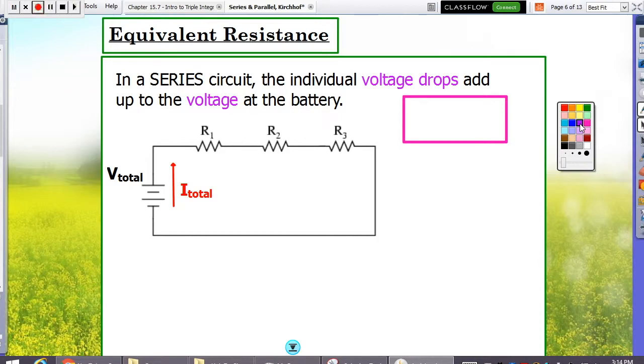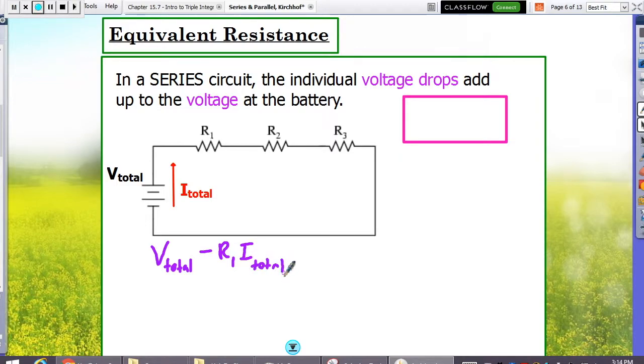Well, my loop law tells me that I'm going to have V total minus R1 I total minus R2 I total minus R3 I total equals 0. But of course, this is a series circuit. All of those currents, all the currents are the same at all 3 points.